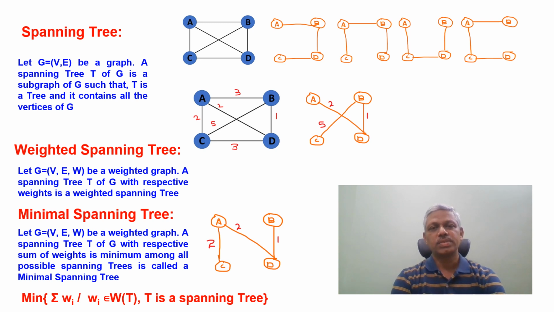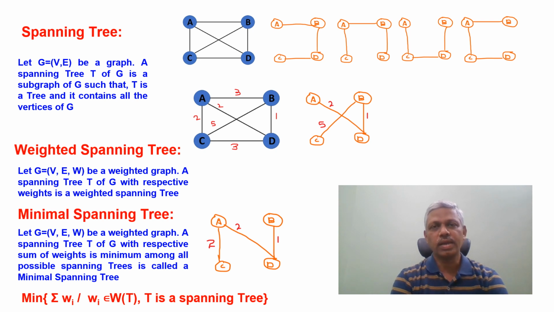Given a graph, there may be several possibilities of constructing a spanning tree. In this example, if we have 6 edges and 4 vertices, we can have 8 possible spanning trees. Here I have given 4, but another 4 are also there. This is with respect to ordinary graphs.